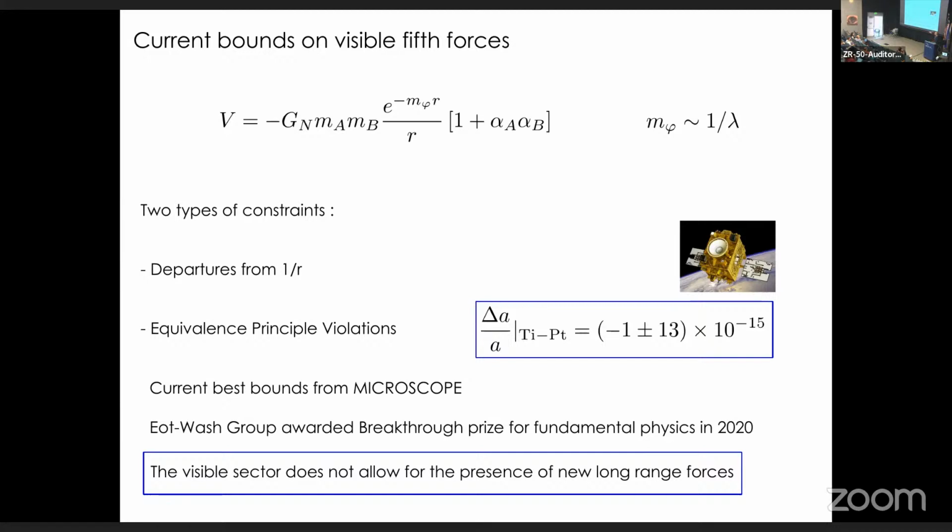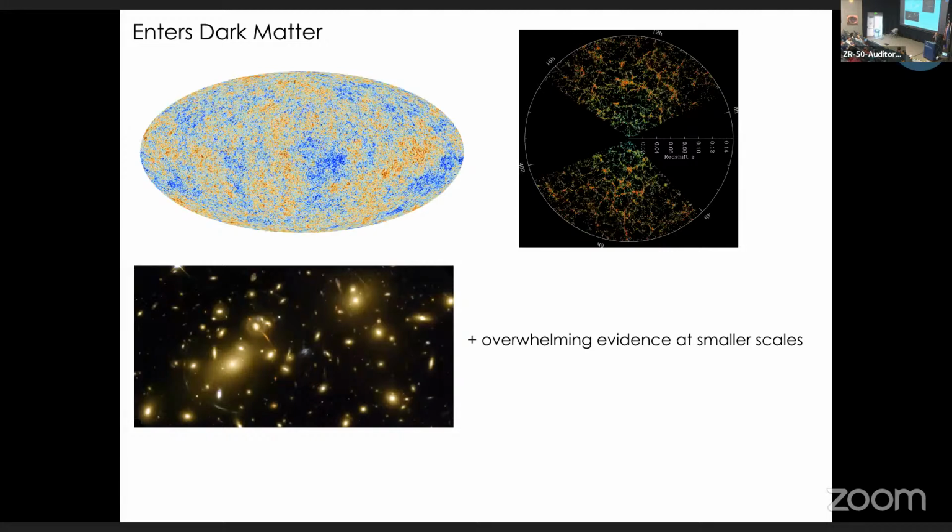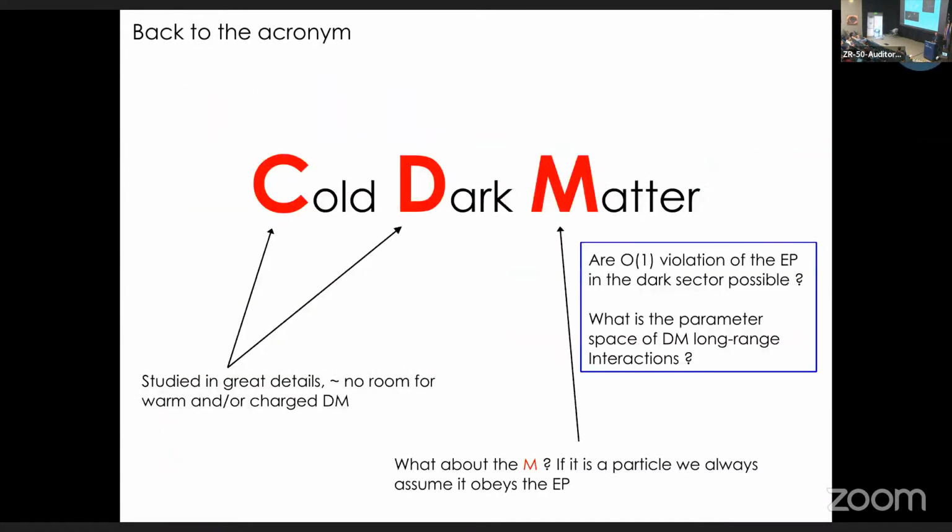And so the bottom line, you already know it, is that there are no visible long-range forces that are allowed by the data. But now this is where the catch is, because for many of us, there is actually one kind of matter which is very important, and this is dark matter. And so it's natural to ask the same question that we've been asking for 500 years about the visible sector, to dark matter, okay?